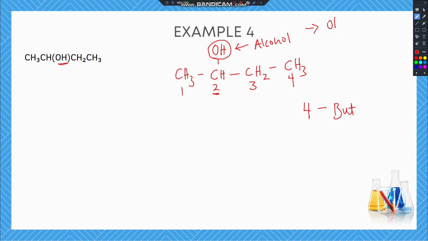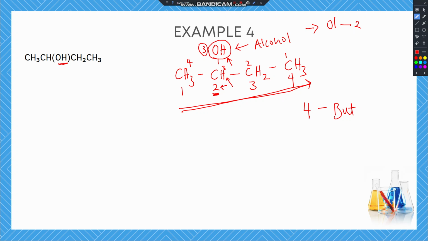It is placed on carbon number 2, because we counted in such a way that this functional group is given the lowest number possible. We counted from left to right. If we had counted from the right to the left, this would be 1, 2, 3, 4. This would have carried number 3, and number 3 is higher than number 2. So that's why we counted from the left to the right, so that this can have number 2. So that functional group is on carbon number 2.